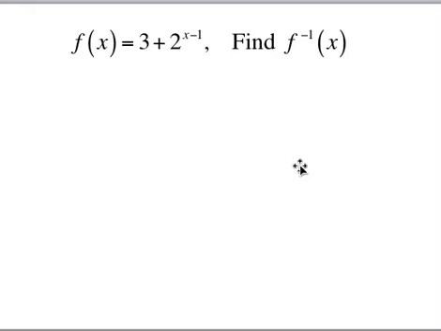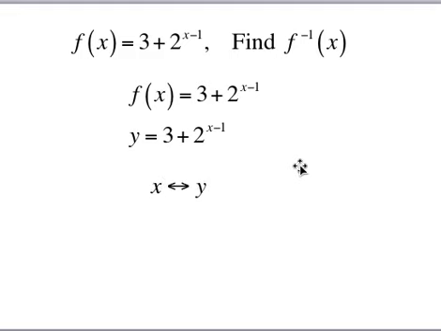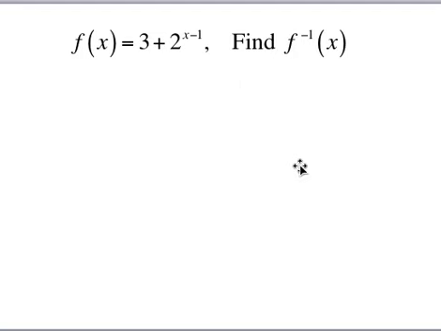Now, what's our issue for f inverse? Can we compute it algebraically? So f of x is 3 plus 2 to the x minus 1. Replace f of x with y. And then to find an inverse, we switch x and y. So we get x equals 3 plus 2 to the y minus 1, and then our goal is to solve for y. To do that, we're going to have to use some logs eventually.